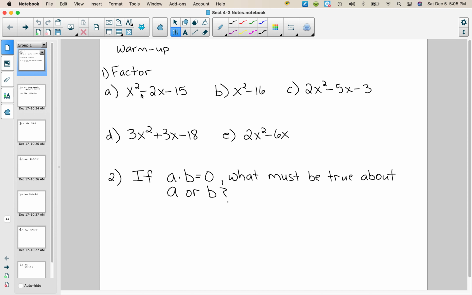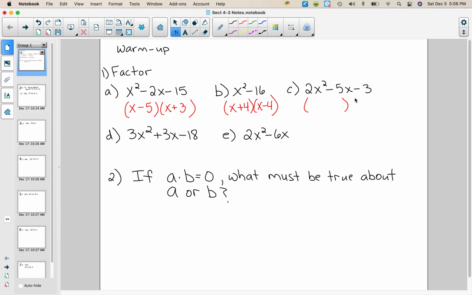So to factor this part A, we're going to end up with x minus 5, x plus 3. Part B is the difference of two squares, so we have x plus 4 times x minus 4.